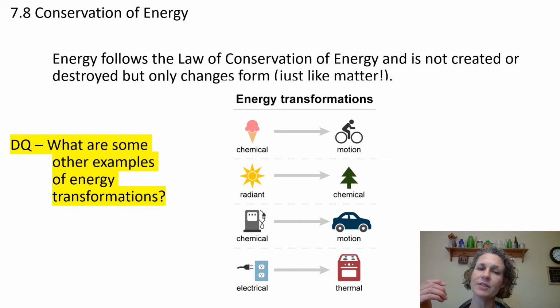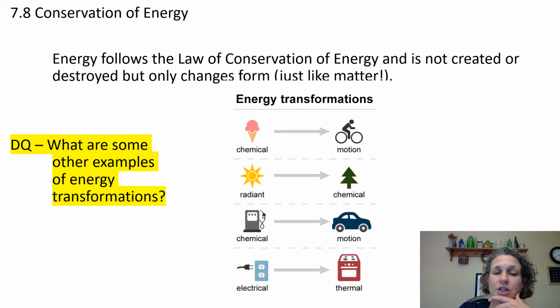Okay, so now conservation of energy. Energy follows the law of conservation of energy. It's not created or destroyed, it only changes form. So it sounds just like what we talked about with matter. Here are some typical energy transformations I have listed. The first one is, a person eats something, that's chemical energy. They can transform that into mechanical energy by moving in some way. Radiant energy, sunlight, can be transformed by plants into chemical energy. That's glucose, the carbohydrates that plants put together.